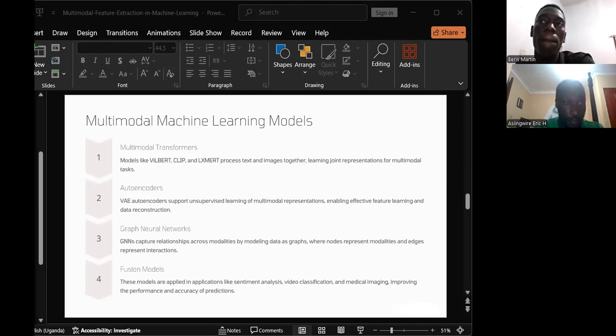Then going to the main point, these are the machine learning models. We have what we call the multimodal transformers. Models like ViLBERT, CLIP, and LXMERT process texts and images and learn them together to form a multimodal representation. I'll give an example of OpenAI that takes your text to bring you images, or an OpenAI that gets both text and image, assesses them, and gives you a result.